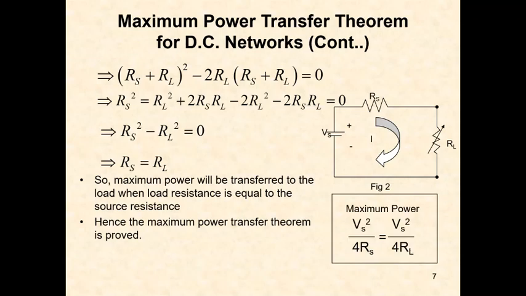So maximum power is equal to Vs square by 4Rs, which is equal to Vs square by 4RL.